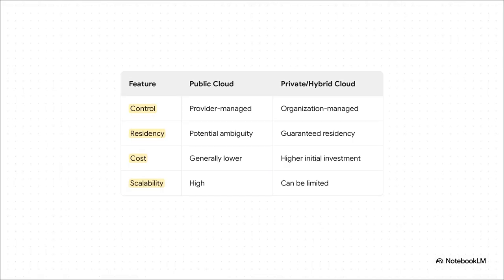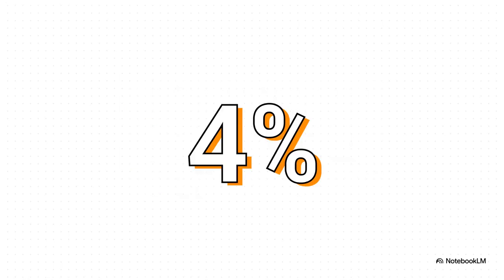Now, a huge part of your strategy comes down to a choice about infrastructure. And it's a major trade-off. The big public clouds, they offer incredible scale and lower costs, but you get less control and some real question marks around data residency. A private or hybrid cloud, on the other hand, gives you way more control and guaranteed residency, but it usually comes with a bigger price tag up front. There's no single right answer here. It's a strategic call.